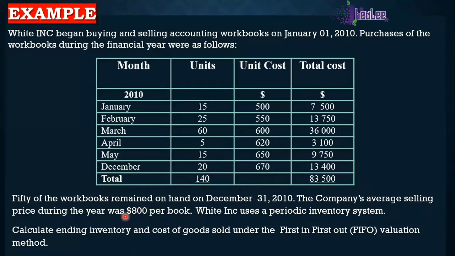So this is saying that each book sold was sold at $800 per item. All right. White Inc. uses a periodic inventory system. Calculate ending inventory and cost of goods sold under the first in, first out method. Now we're going to move over to the worksheet to get that done.